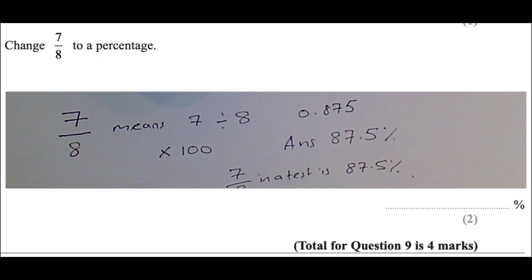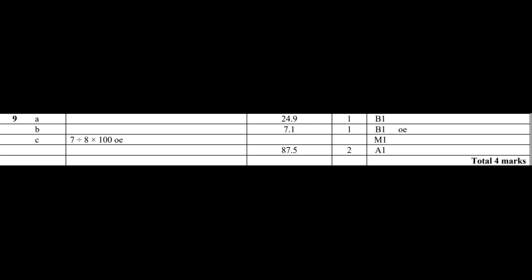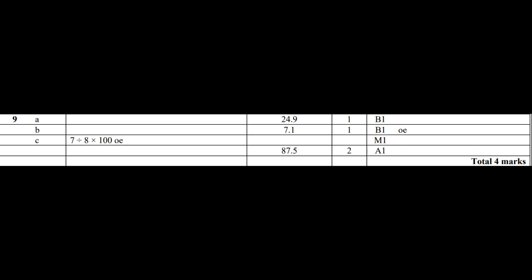Right, so let's have a quick look at the mark scheme. It can say A went well, B went well, as was part C. That's very pleasing. Okay, so well done if you got that right too. And the mark scheme, we should just check that we have got the right answers. I'll just zoom in. And let's have a quick look. B mark is 24.9, 7.1 and 87.5. Yes, we got the right answers.